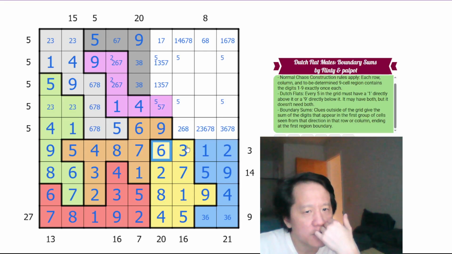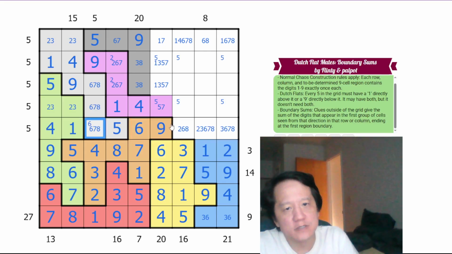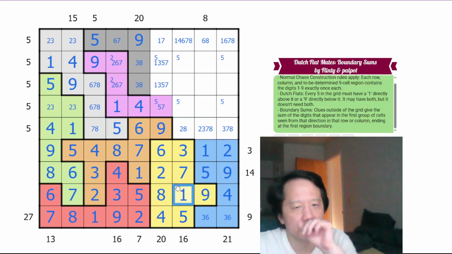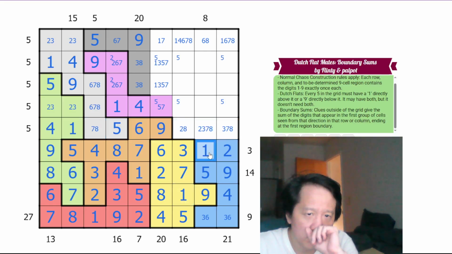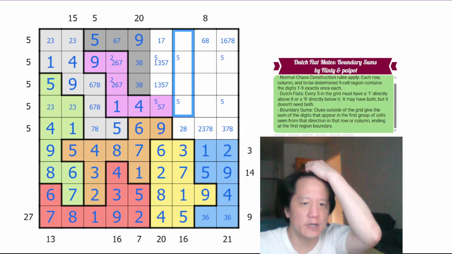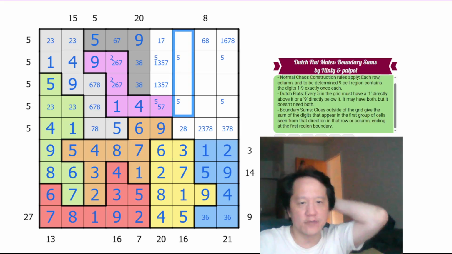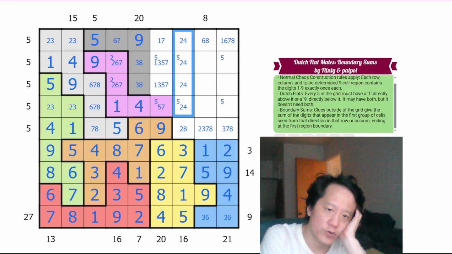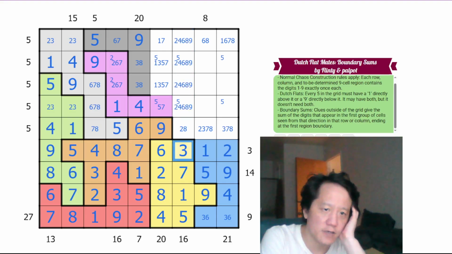Okay. 6 eliminates 6 here. And 6 here. Remaining digits of column 7. We have 2, 4, 6, 8, and 9. No 2, 4 here. No 9 here. No 9 here. No 9 here.